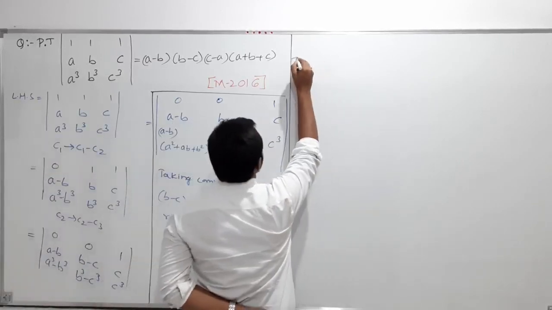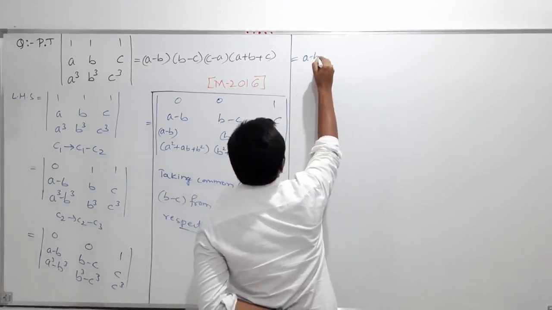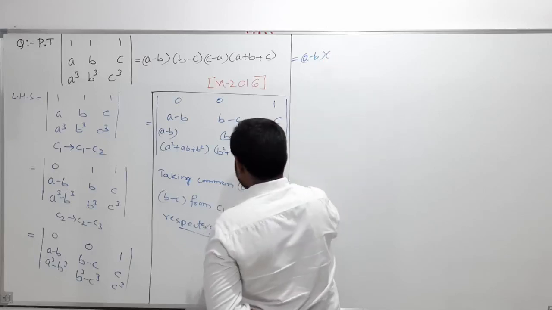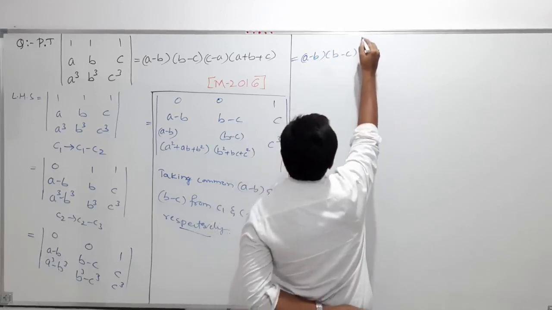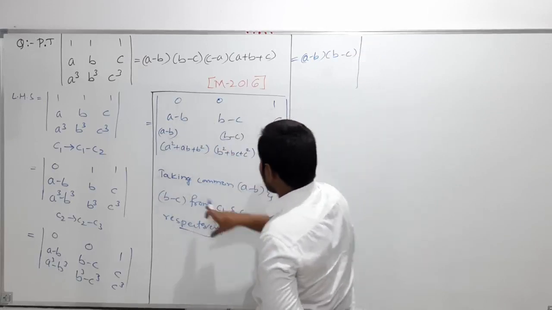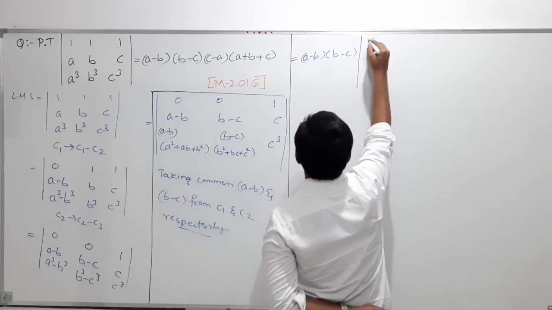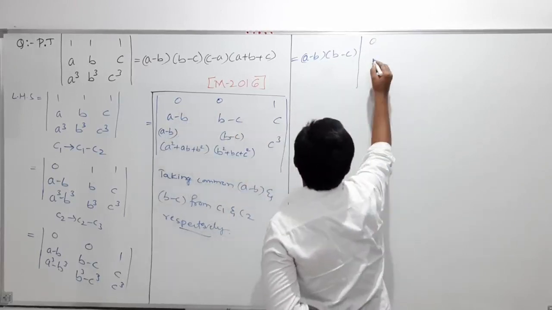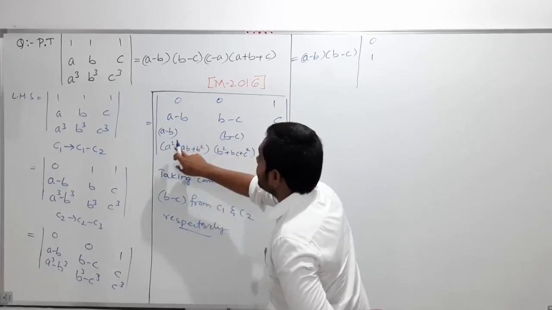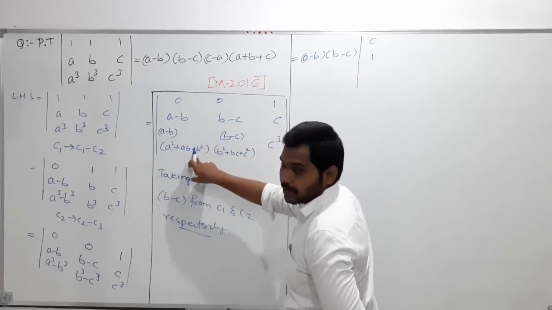So therefore this is equals to A minus B, I am taking common A minus B into B minus C. And what is remaining elements here is from column 1 I am taking A minus B. From this if you take A minus B, 0 is remaining, 0 is there, so write as it is. A minus B. If you take common, what is remaining, 1 is remaining, and from this A minus B into A square plus AB plus B square.